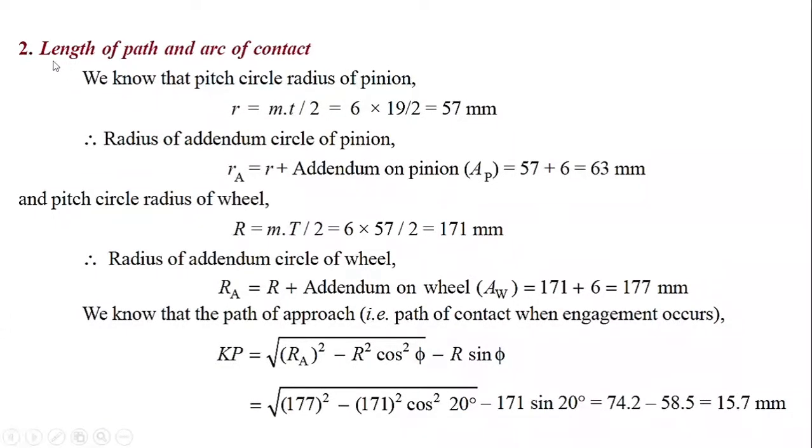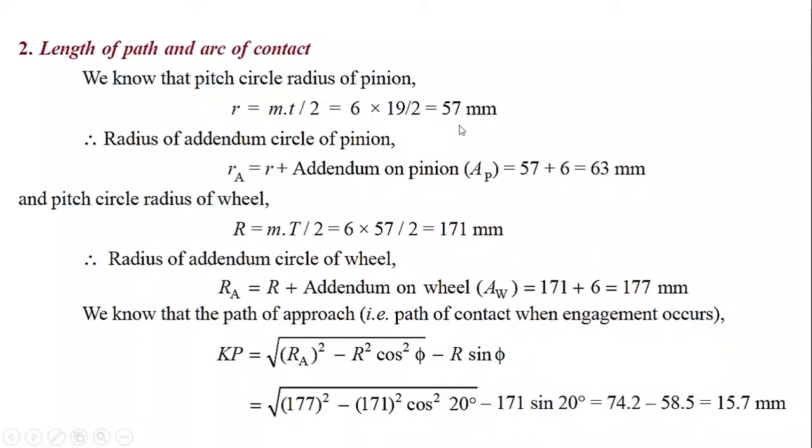Okay, second thing is length of path and arc of contact. Here you have to find the length of path of contact. Path of contact is equal to KL. KL equal to KP plus PL. You'll find the KP and the PL. You have to find the value of small r and capital R, small ra and capital RA, using this relation. Similarly, capital R and capital RA.